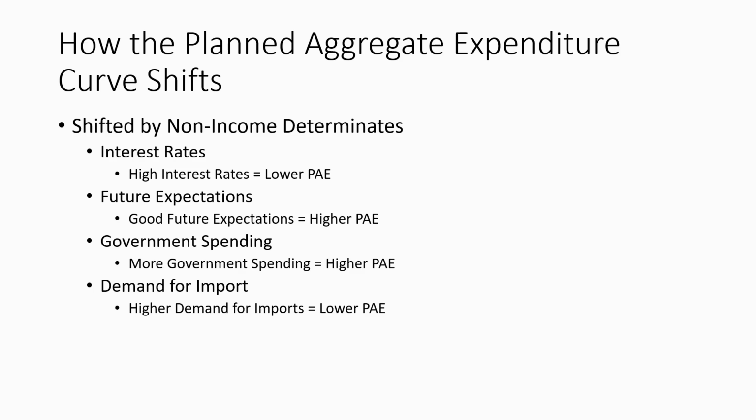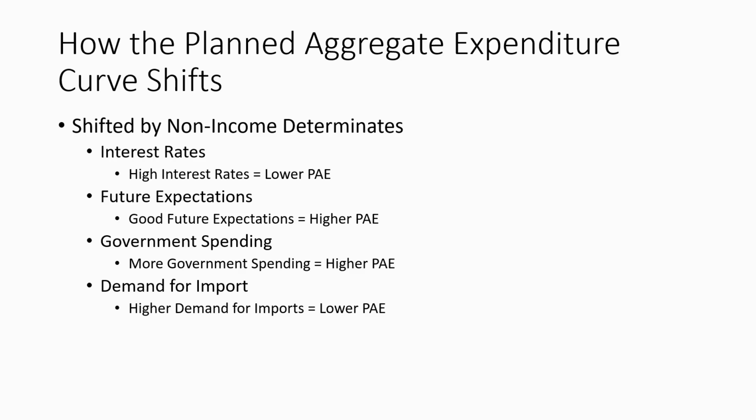If it's predicted that the economy would improve or will be performing well in the future, that would lead to a higher planned aggregate expenditure curve. And if it's expected that the economy is going to be performing poorly, that would lead to a lower planned aggregate expenditure curve. Government spending can also shift it, with more government spending leading to a higher planned aggregate expenditure curve, and lower government spending leading to a lower planned aggregate expenditure curve.